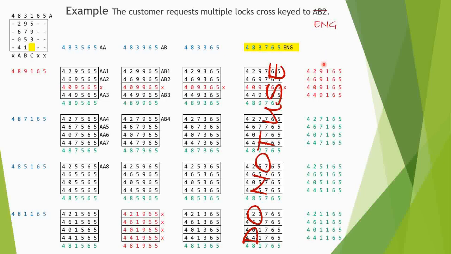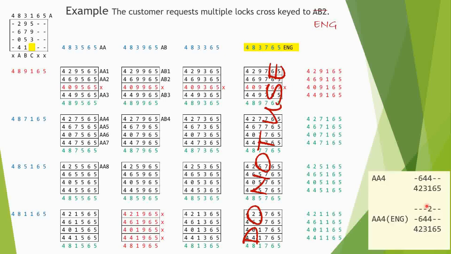Now the maintenance department needs access to a lock that works with AA4. We rename the lock AA4ENG. How do we force the AA4ENG lock to operate with the ENG key? Easy. The AA4 lock already operates with A, and the ENG only differs from A in one place, the 4th position.